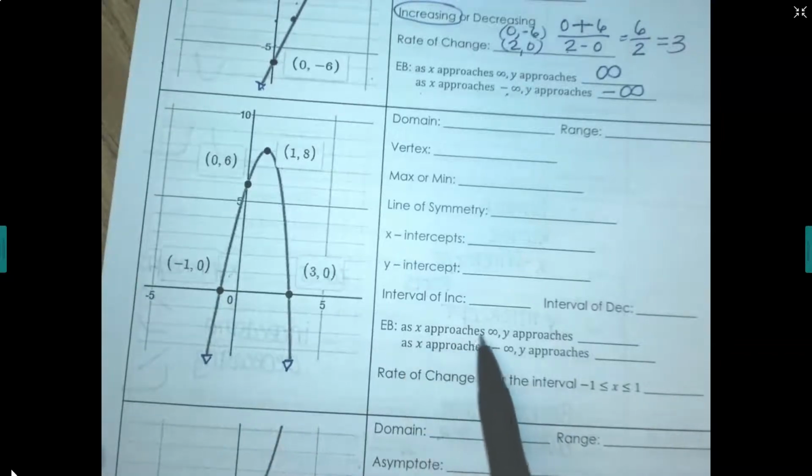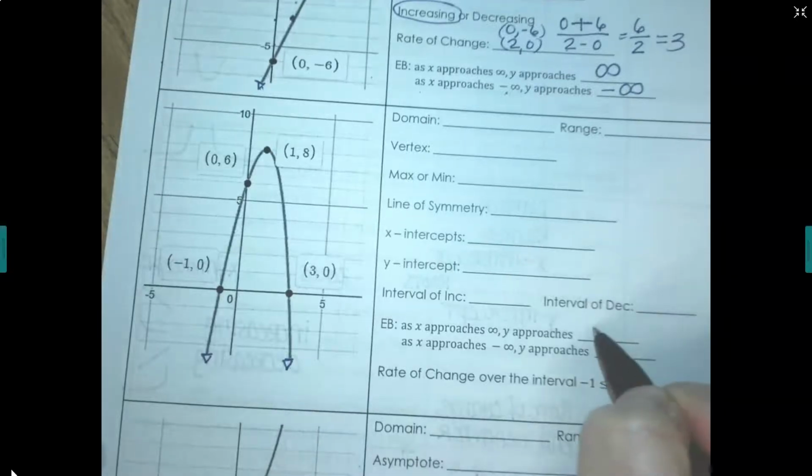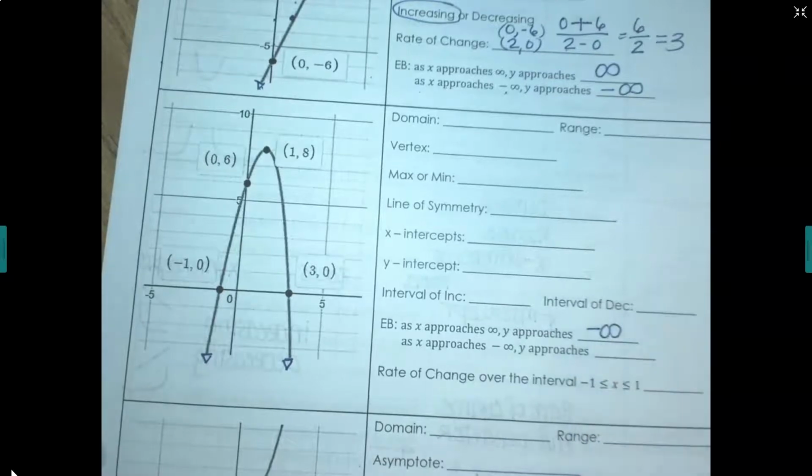So it says as x approaches positive infinity. So as the x values are getting bigger, where are the y values going is what this is saying. They're heading down, and y values going down go into negative infinity. And on the left-hand side of the graph, as the x's approach negative infinity, meaning as the x values get smaller because they're going towards the left, what are the y values doing? They're also going down towards negative infinity.